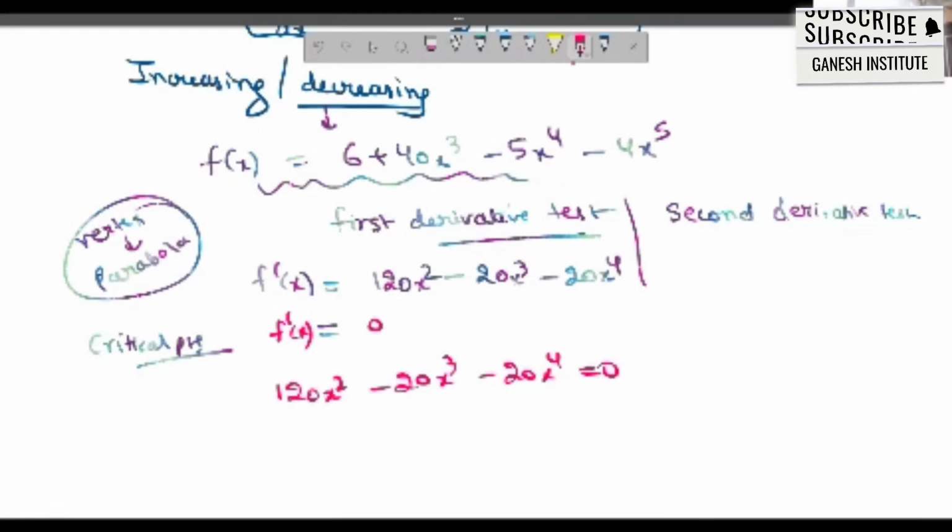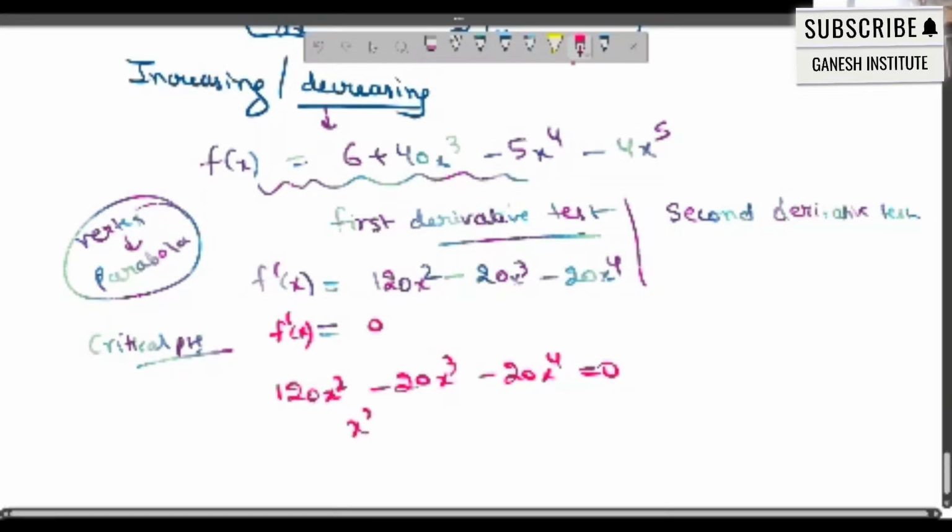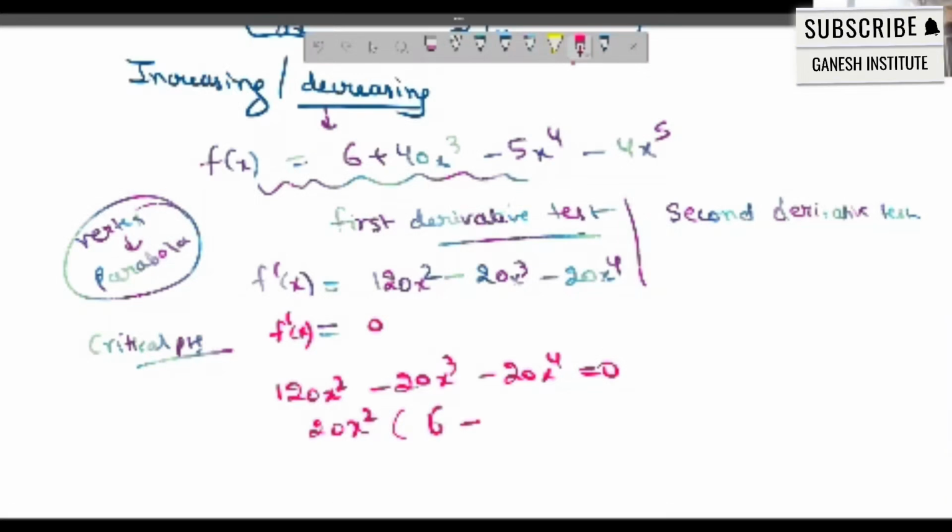With which number can I divide it? We could initially take x square common, 20 x square common. So it'll be x square is out, no? We could do minus 20 x square. Okay. So that would be minus 6 plus x plus x plus x square.